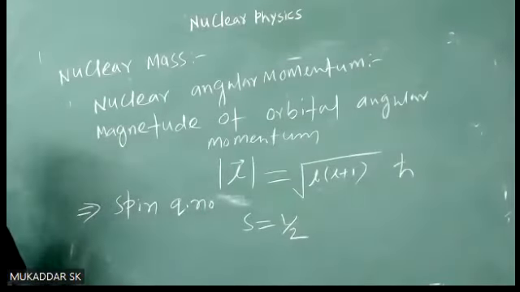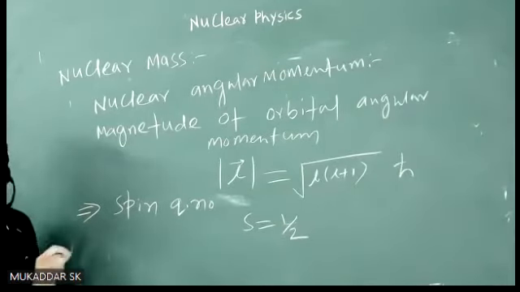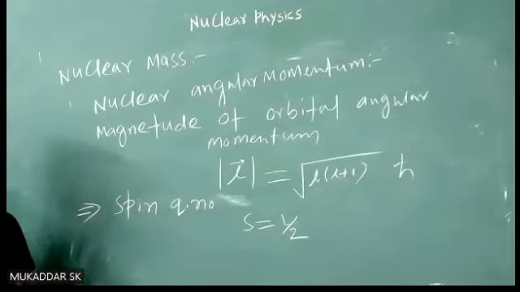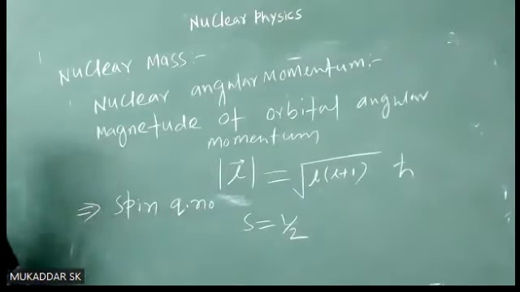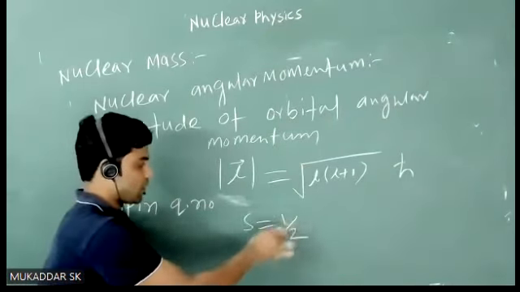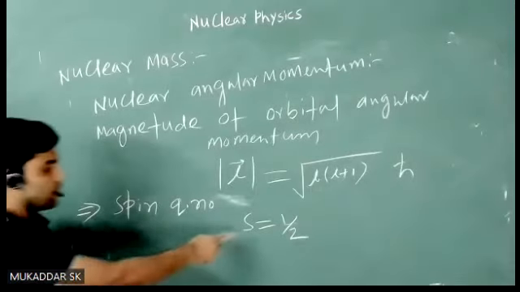So half means they are basically fermions. Like electron, protons and neutrons are also fermions, since their spin is half. So plus minus half, no, spin. This is the quantum number. You are making mistakes. So this quantum number is half.